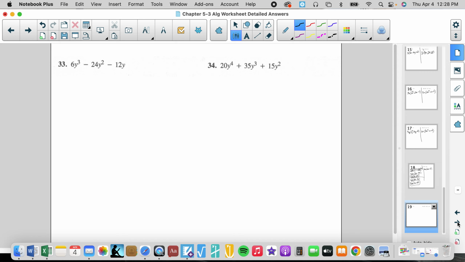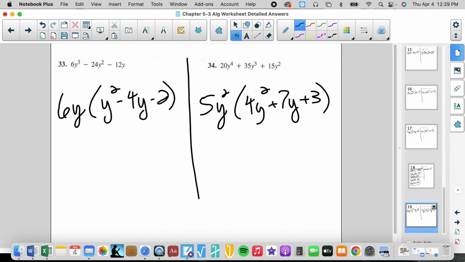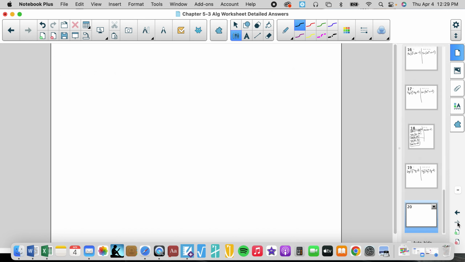6y cubed minus 24y squared minus 12y. Let's take out a 6y. That's y squared minus 4y minus 2. That easy, that fast. 20, 35, 15, that's 5. Y to the fourth, y to the third, y to the second. We can take out a y squared. 4y squared plus 7y plus 3. Yep, that easy, that fast. Put it up there, that's your goal. You can do it. You can do it. Good luck.